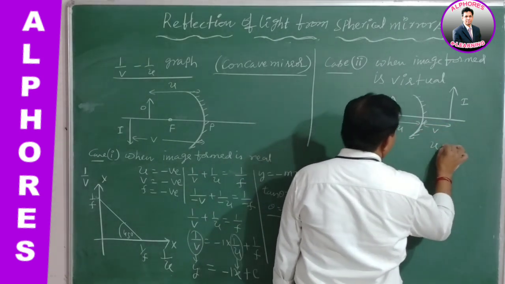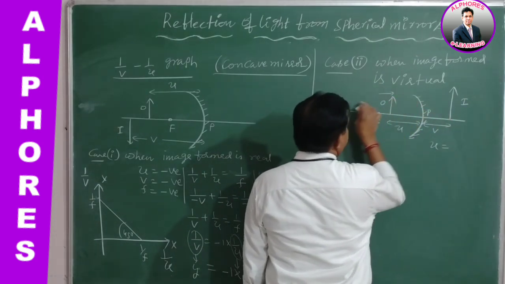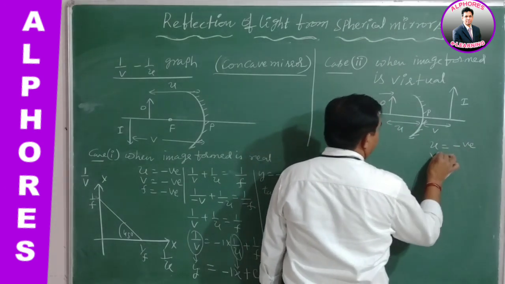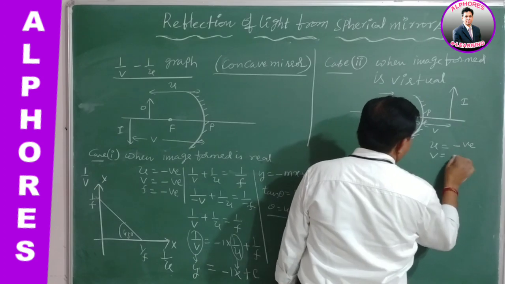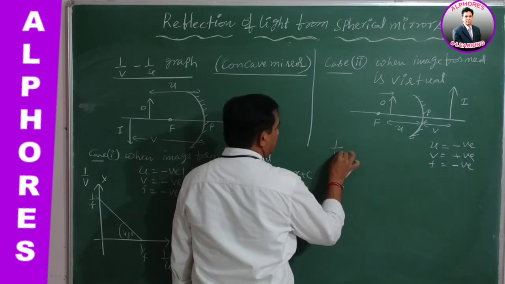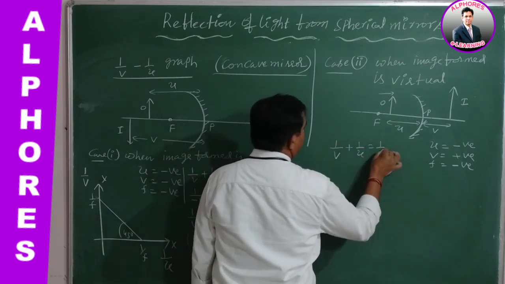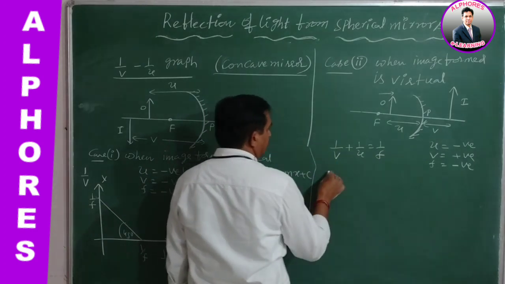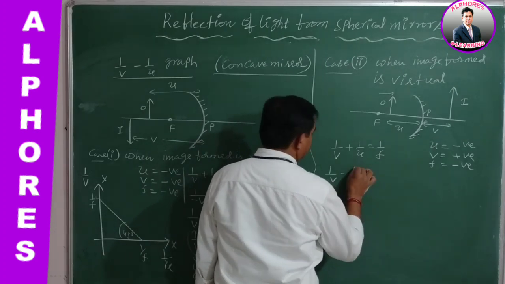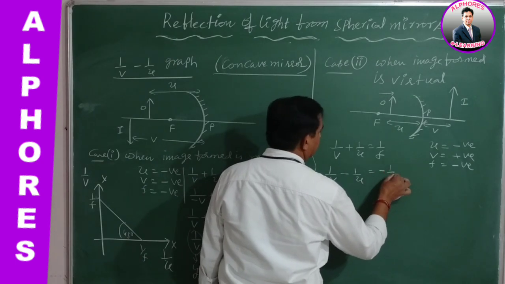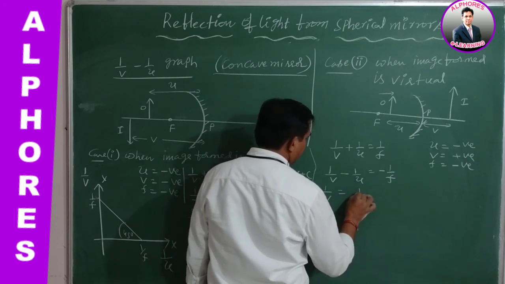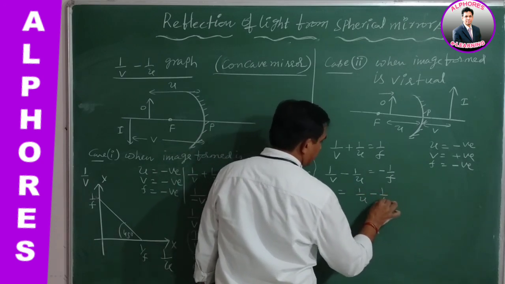Therefore, here in the sign convention, light is traveling from left to right from the object, so u is measured opposite to it, negative. v is in the same direction as the incident light, positive, and focal length is negative. Therefore, using the mirror formula, 1 by v plus 1 by u is equal to 1 by f. Here v is positive and u is negative, so 1 by v is equal to minus 1 by u minus 1 by f. Taking this to the other side, 1 by v is equal to 1 by u minus 1 by f.